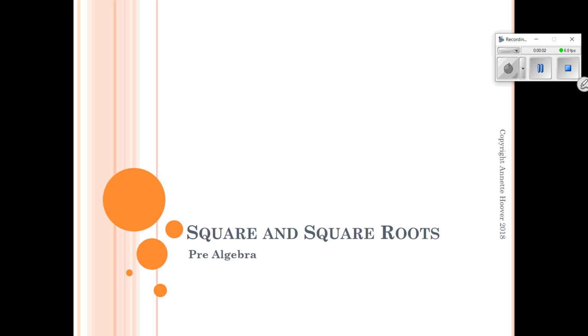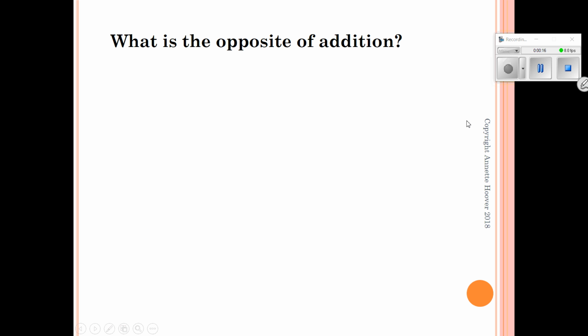Today we're going to be looking at how to read and how to evaluate with radical signs, with square root signs. So first, let me ask you, what is the opposite of addition? What operation is the opposite of addition? Of course, it is subtraction.